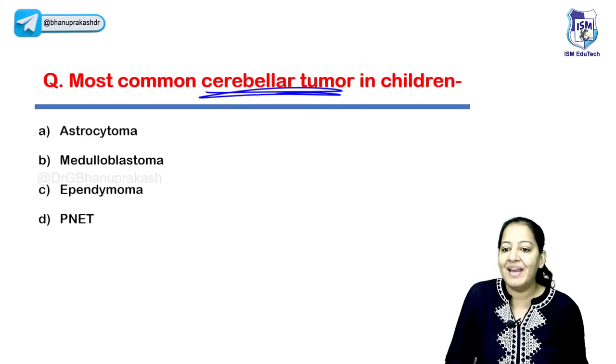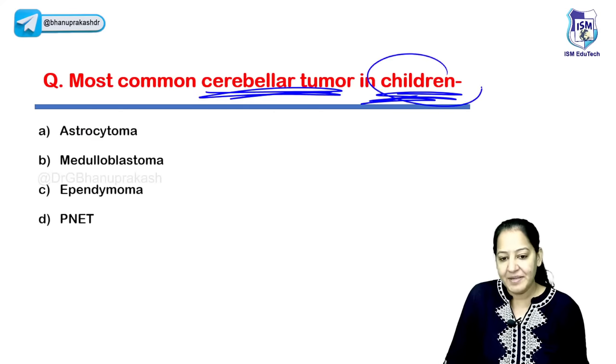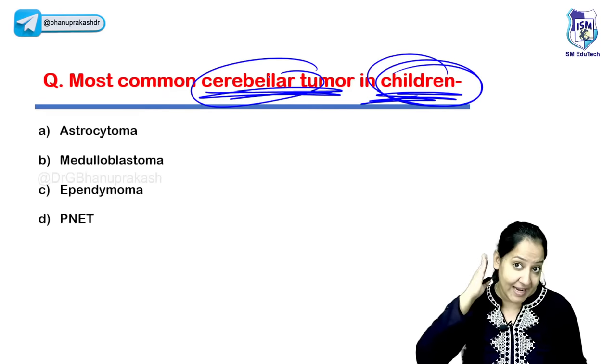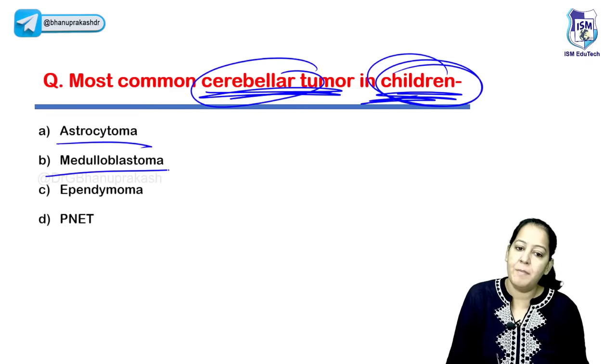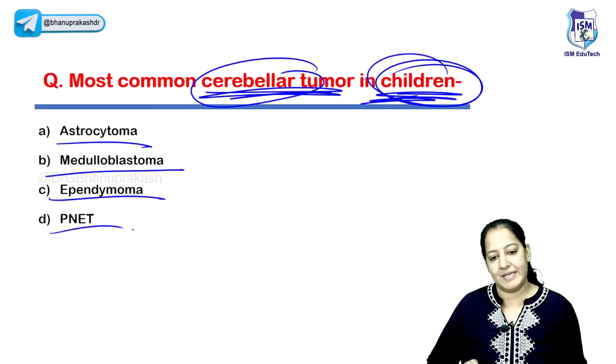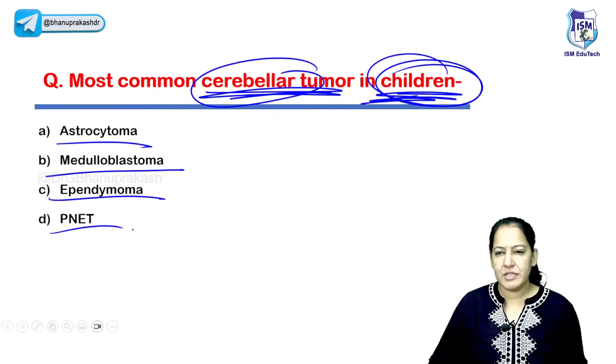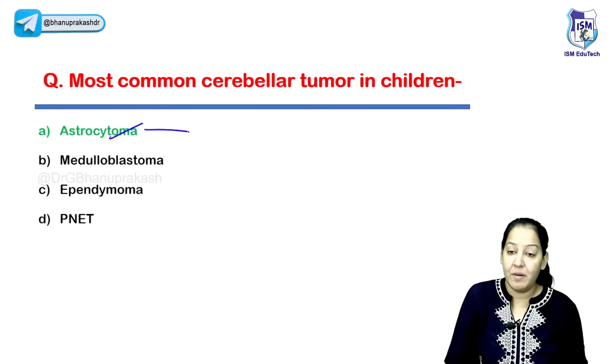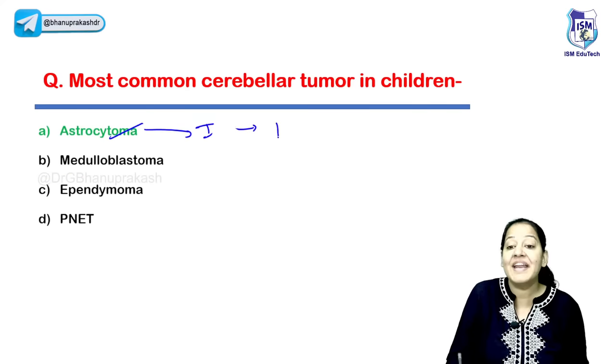The next question: most common cerebellar tumor in children. Tell me the tumor of the children which occurs in cerebellum. Is it astrocytoma, medulloblastoma, ependymoma or PNET? A question with a little bit of a twist. What is the correct answer? The correct answer is astrocytoma. Which astrocytoma? Type 1. What is the name?